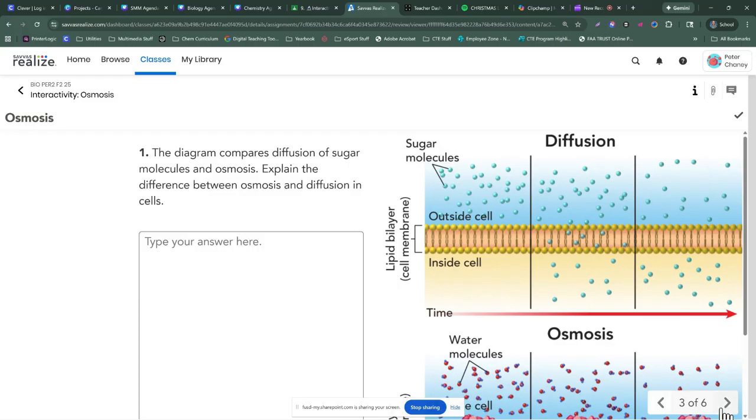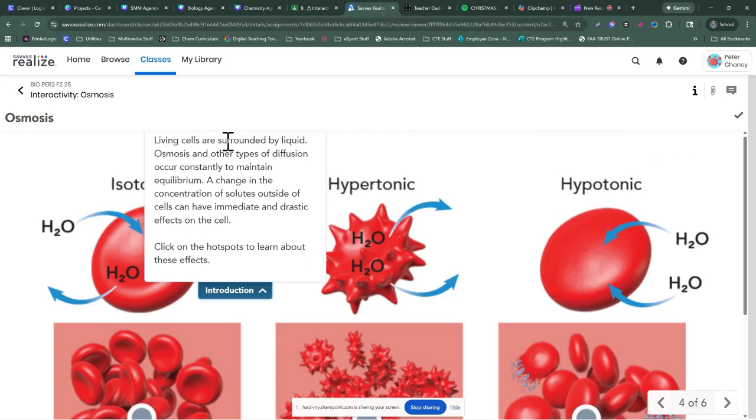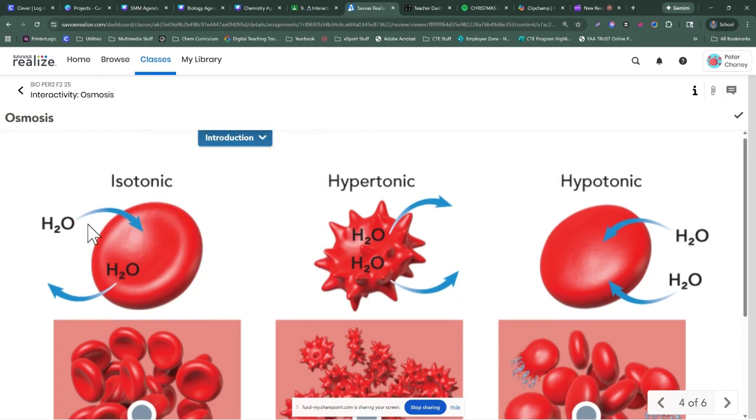Number 4, we'll click on introduction. It says living cells are surrounded by liquid. Osmosis and other types of diffusion occur constantly to maintain equilibrium. A change in the concentration of solutes outside of cells can have immediate and drastic effects on the cell. Click on the hotspots to learn about these effects. So this is one of those slides where you want to click on each one of these gray circles.